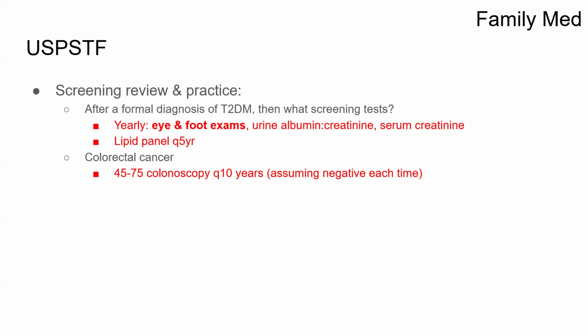If there is family history, then you start earlier. You subtract 10 from the family member's age, whichever comes first. So 45, but if the family history age subtracted by 10 is earlier than 45, then you start then. There are also some other indications for colonoscopies, but that's more in the surgery realm, so I'll talk about that in surgery, not in family med.